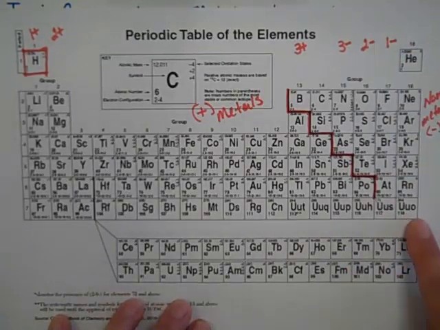Now, this last column, remember, are the noble gases. Noble gases just don't bond very much, and they typically don't bond to form ionic compounds, at least anyway. So this column doesn't really form charges.